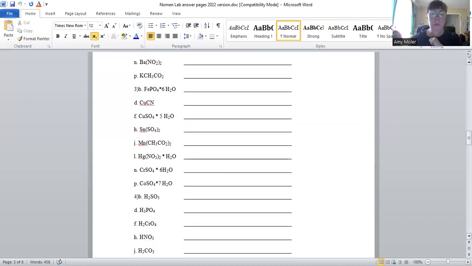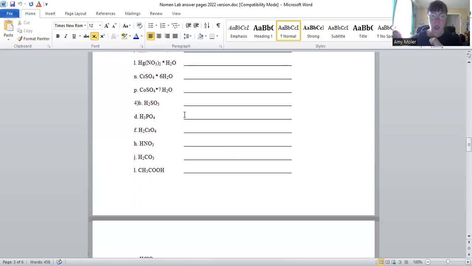When you get toward the bottom of this page, you will note that all of these, until you get to the last one, start with H's. Here is your tip. They are all acids. Remember that we talked about different kinds of acids and their structural formulas in lecture. So this very last one here, the CH3COOH, was part of that discussion.